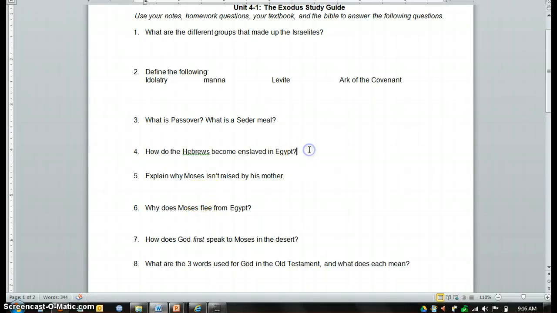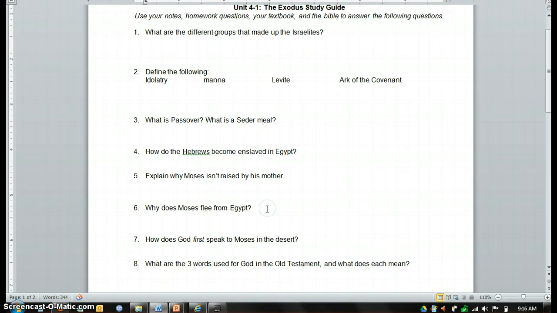Alright, let's go moving on to number 4. How do the Hebrews become enslaved in Egypt? Pharaoh decides that they're too numerous and too strong, so he enslaves them and puts them into forced labor. We'll explain why Moses isn't raised by his mother, because the Pharaoh says he wants to kill all the young boys in the land so that the Hebrews can't grow strong and overthrow them. So Moses' mom puts him in a basket, sends him down the river, and he gets raised by Pharaoh's daughter.